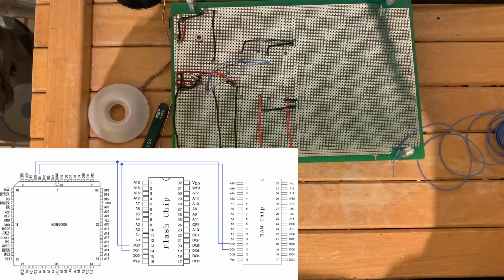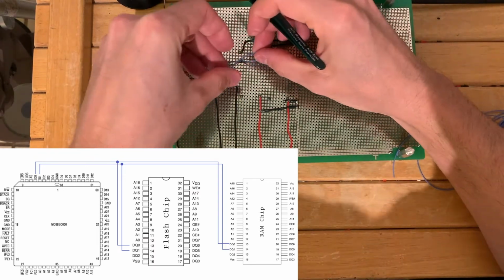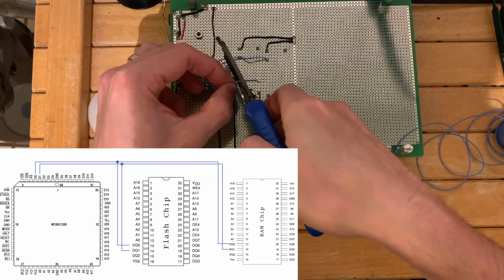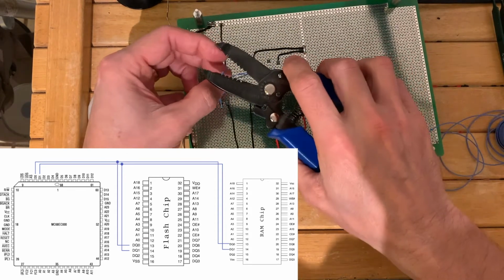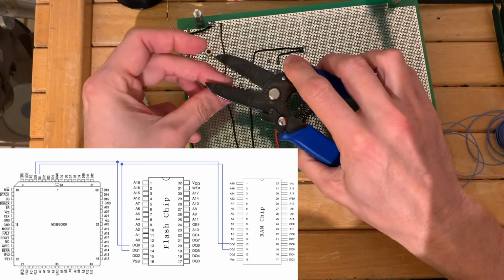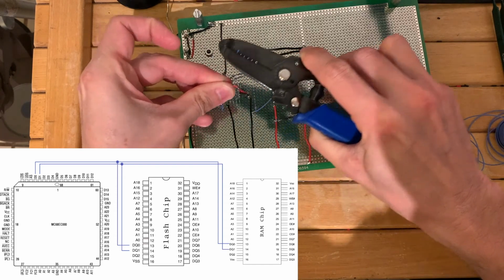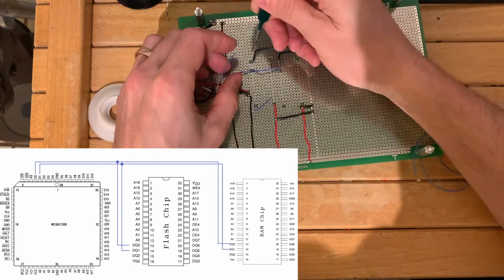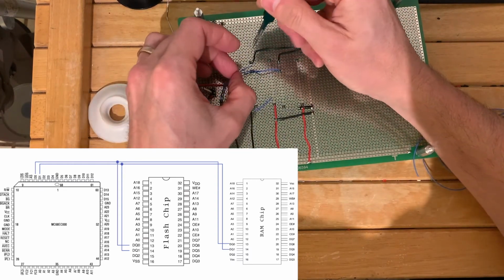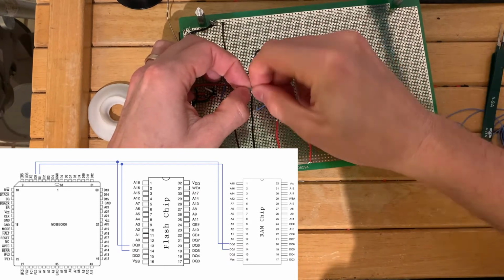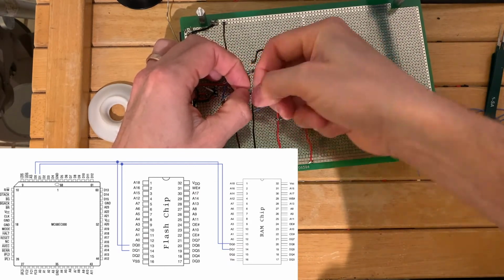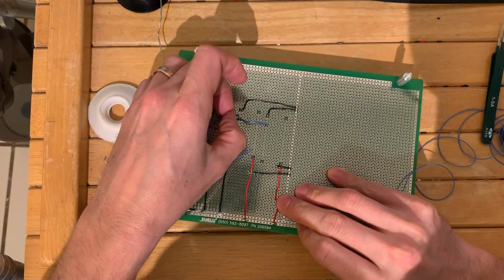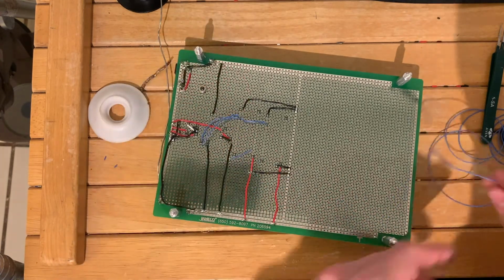Okay, so on my, whoops, I trimmed it for going straight to the RAM. I want to go to the flash first. I'm going to trim it a little shorter now. Here we go, that's better. There we go, looks good. So this will be pin 16, 15, 14 is right here. Just twist those a little bit and put in the hole.